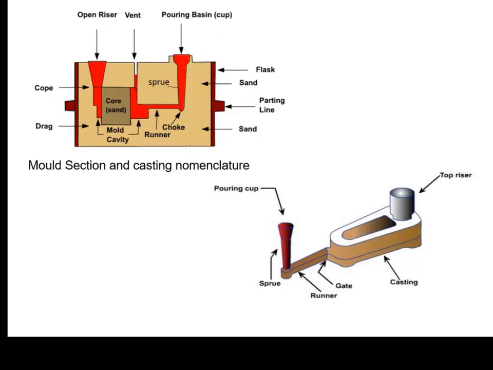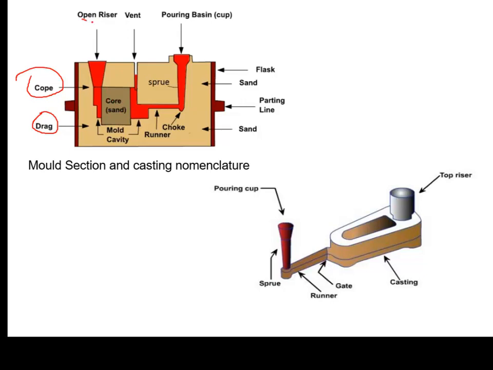The complete box is known as the flask, and the upper flask is known as the cope, and the bottom is known as the drag. There is a mold cavity which is made by the pattern. There is a core, made of sand, which is used to make a hole inside the product.